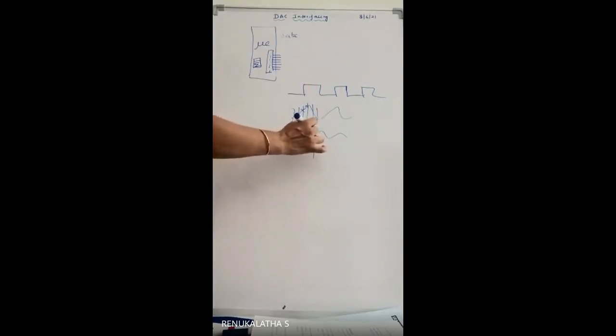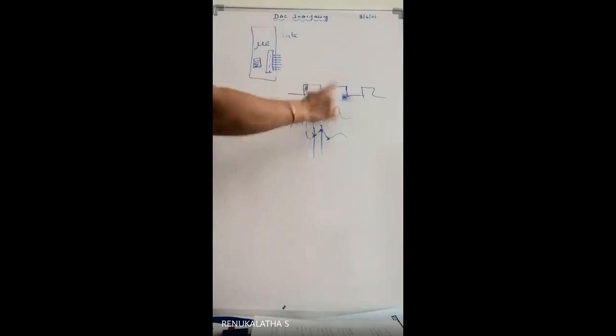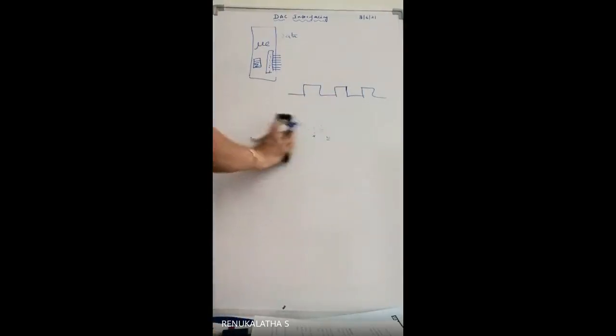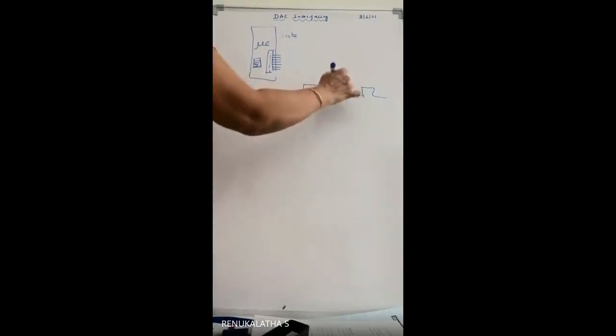At this instant, its value is different. At this instant, its value is different. At this instant, its value is different. And it is not only two values; it has multiple amplitudes within a given amount of time, or in a given period, or in a given cycle. But in a given cycle, a square wave has only two levels. So this is a complete cycle.